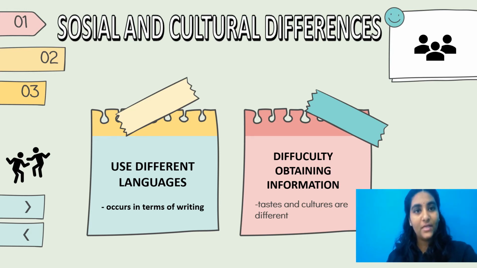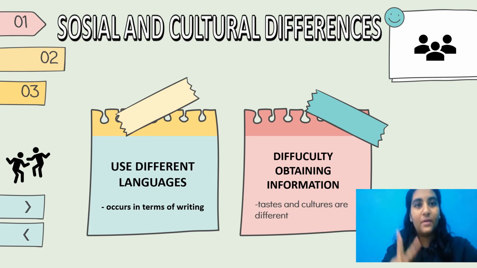Hi, now I want to explain about barriers to international trade, which are social and cultural differences and economic differences. In social and cultural differences, there are two points I want to explain. The first is use of different languages. It occurs in terms of writing by letters and faxes, and also verbally by internet and telephone. It also occurs due to different languages of importers and exporters. For example, importers from Malaysia and exporters from Italy find it difficult to communicate in different languages, except with English as a medium of instruction.